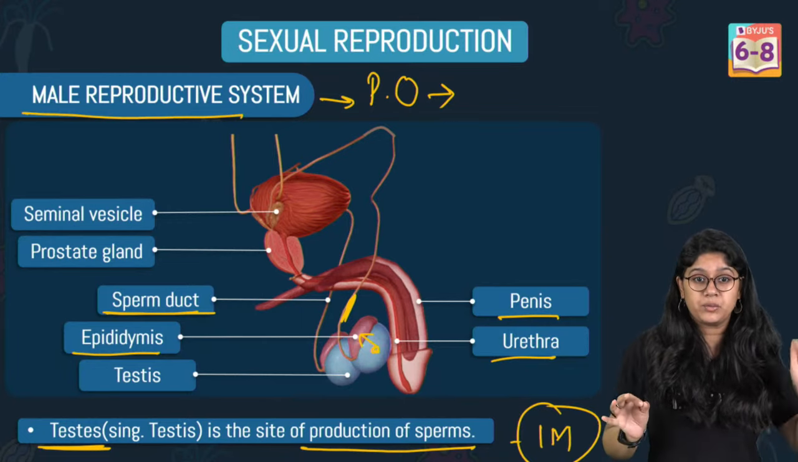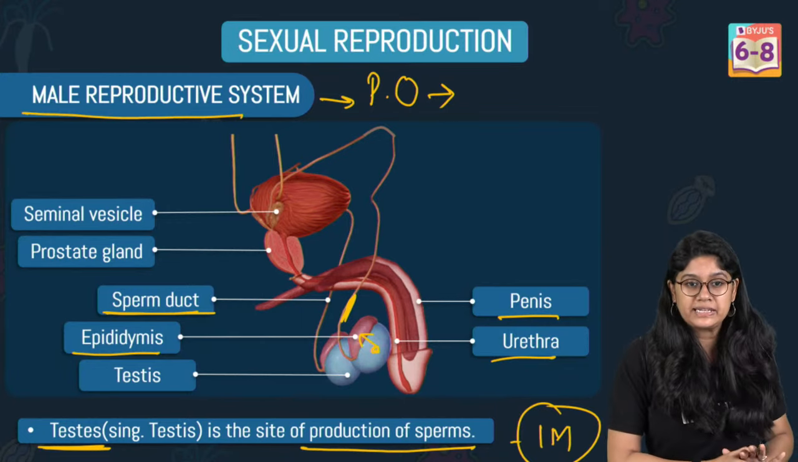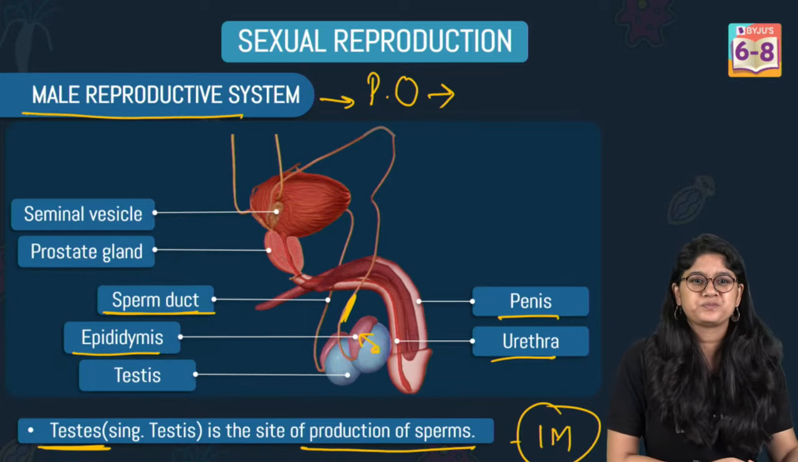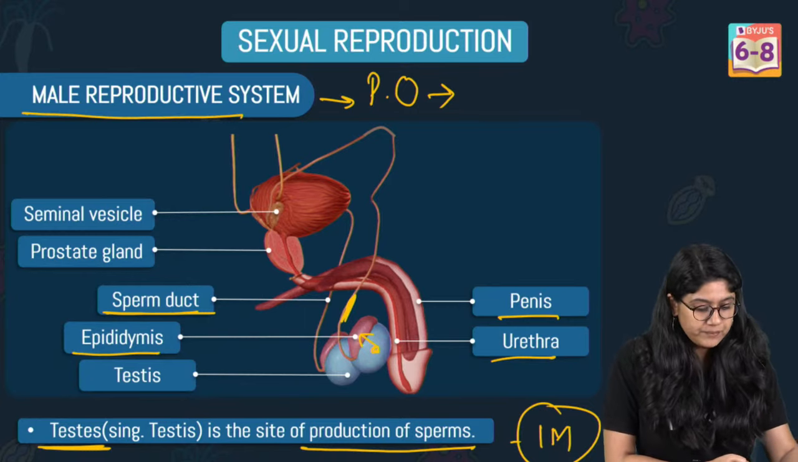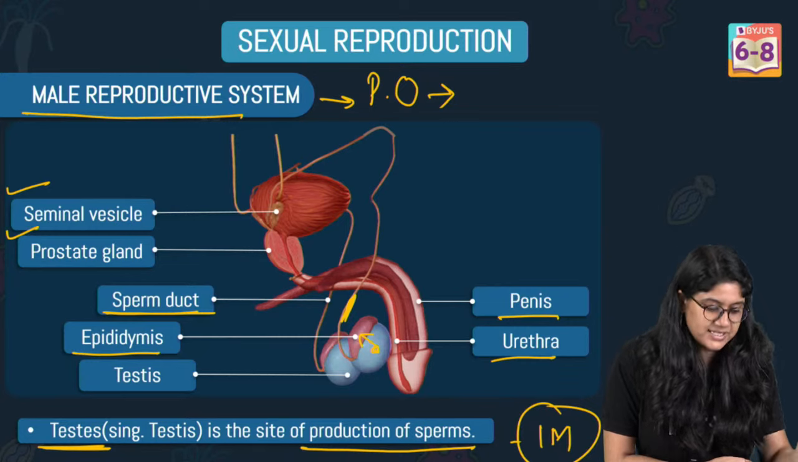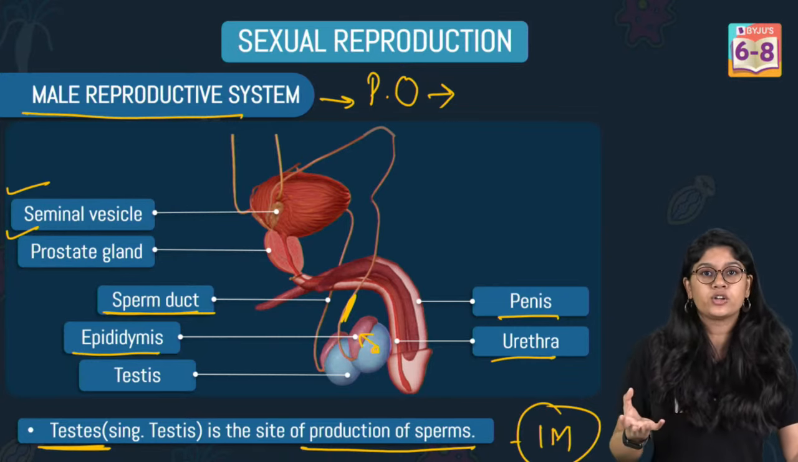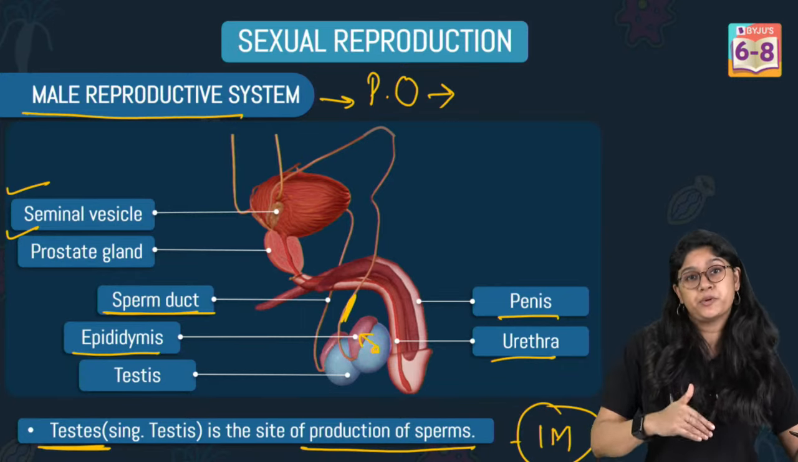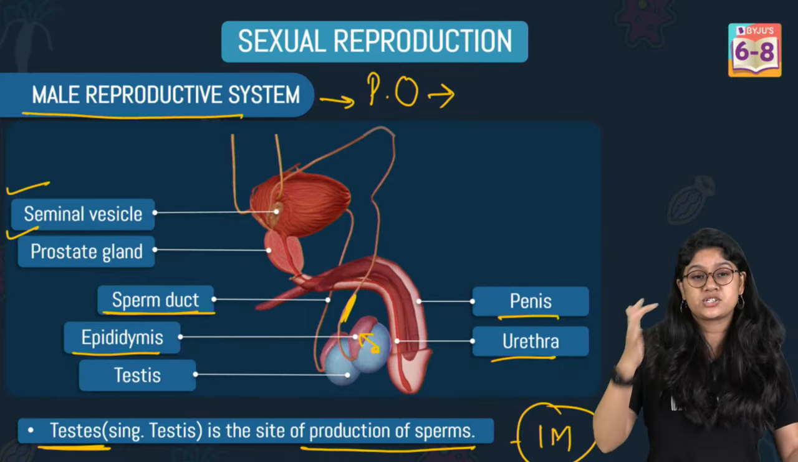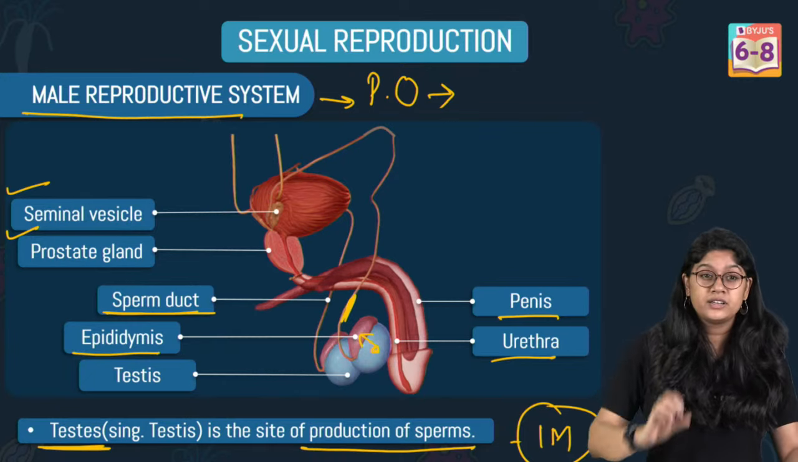Very, very important, everyone. Yes, sperm is a male gamete. Absolutely correct. Now, in between, there are two important glands that help in providing the nutrition and the lubrication for the sperms to move in the male reproductive system and in the female reproductive system. Are we clear?